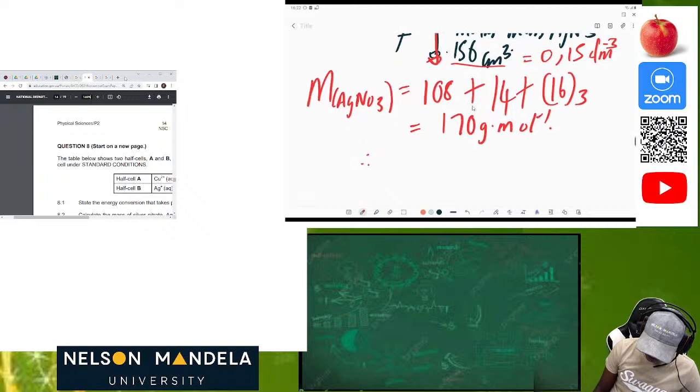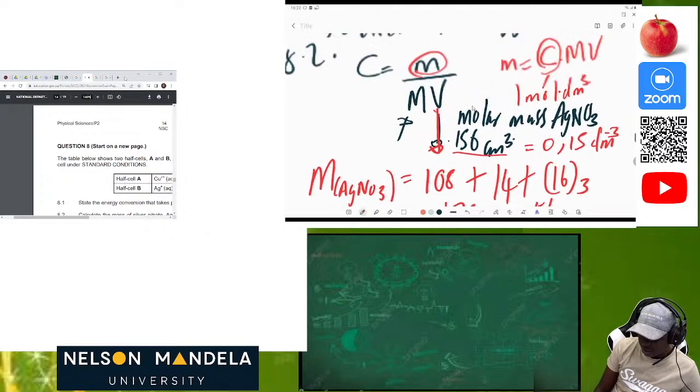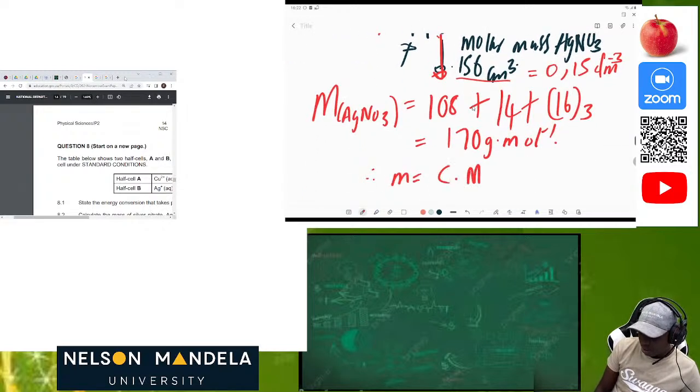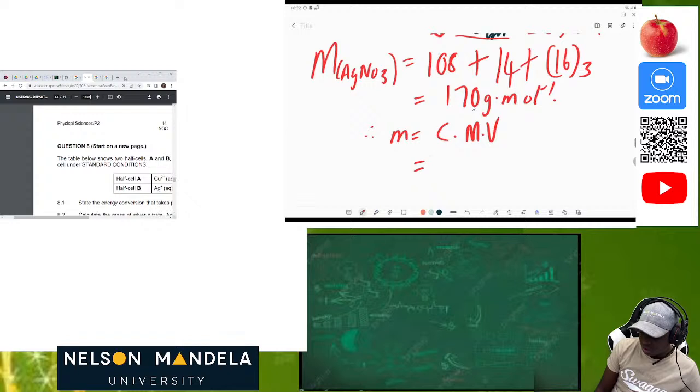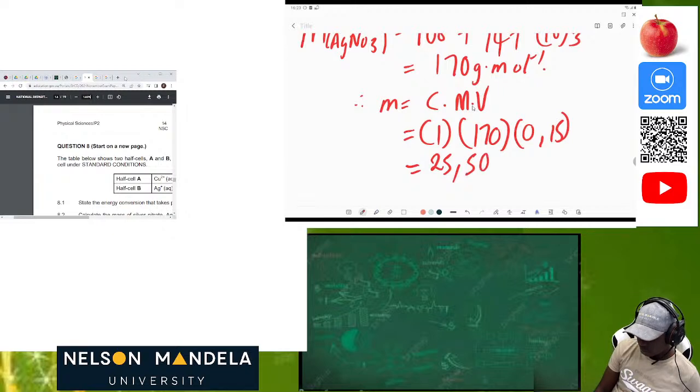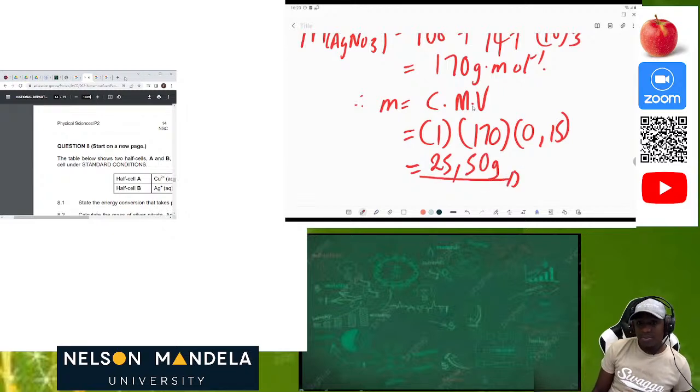So what is going to be our answer? Mass is equal to, we said mass is equal to what? We just cross multiply here. It's going to be the concentration multiplied by the molar mass multiplied by the volume. What's the concentration? The concentration is 1. The molar mass is 170. The volume is 0.15. Then we use our calculators. Let me use mine as well. Then I got 25.50 grams. That is my mass.